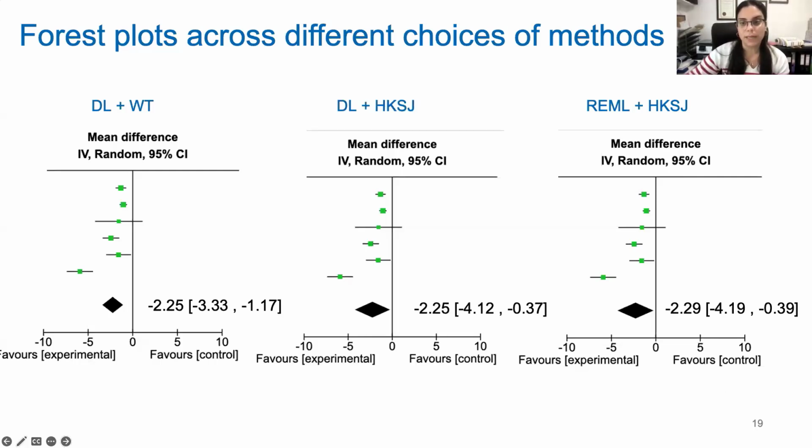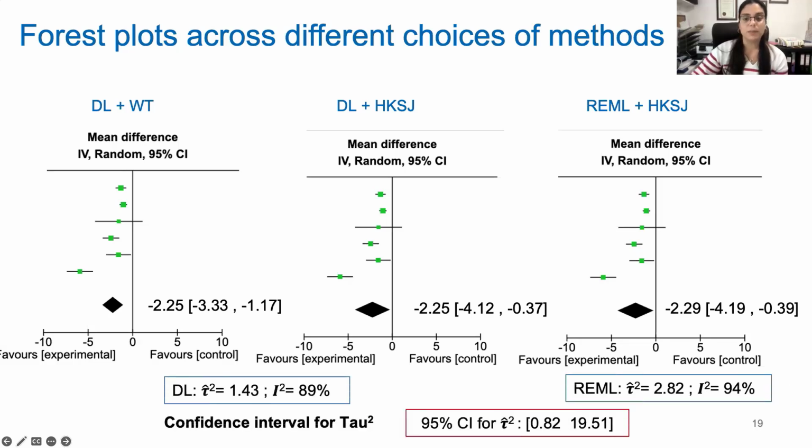Second, we see the finding when we change the confidence interval method for the summary effect to Hartung-Knapp-Sidik-Jonkman. And as we can see, and as expected, the confidence interval is wider than earlier. And third, we can see the finding when we also decided to go with the recommended methods for estimating heterogeneity and the confidence interval for the summary effect.